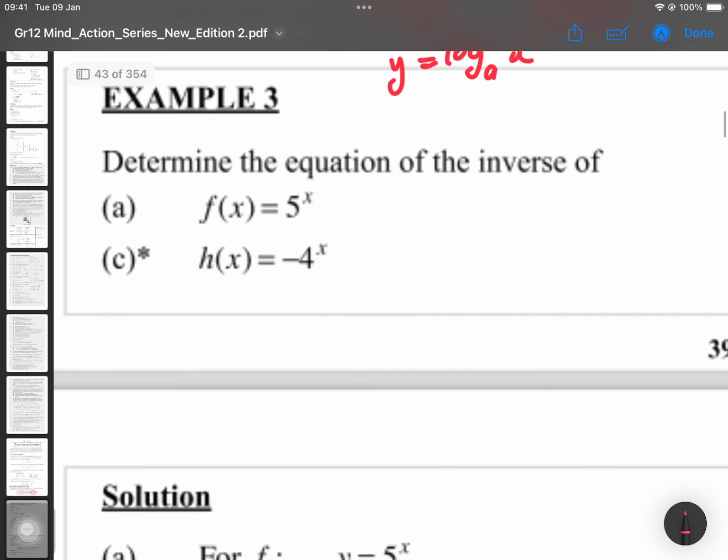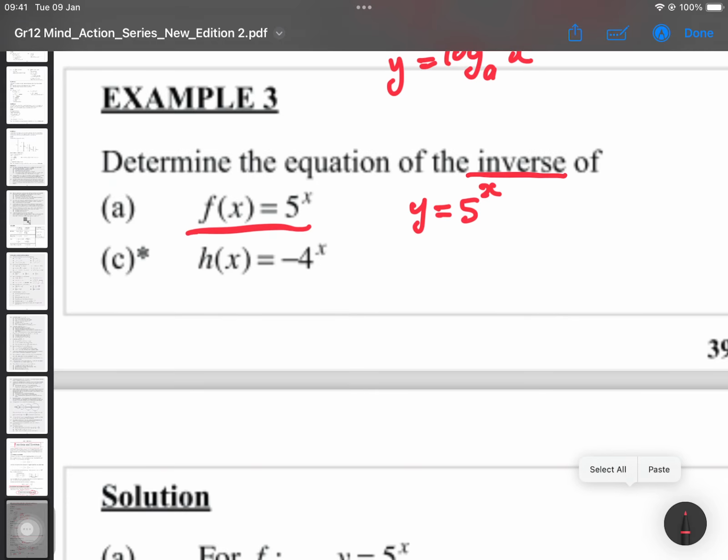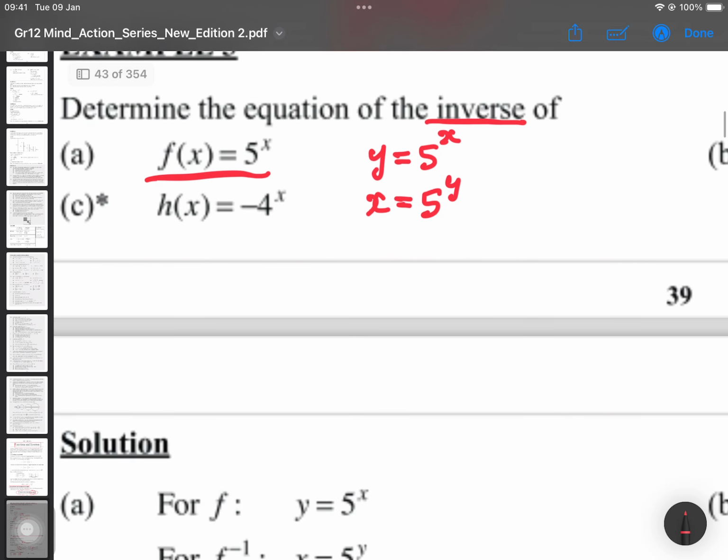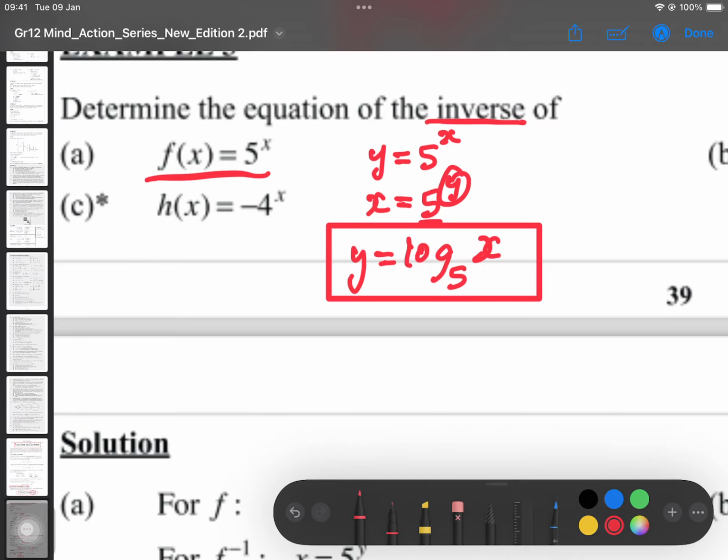Okay, let's apply it. So y equals 5 to exponent x. Find the inverse, that means we swap x and y. x equals 5 to exponent y. And then making y the subject, the formula will be y equals log of base 5, and then the x on the side. There's the inverse function.